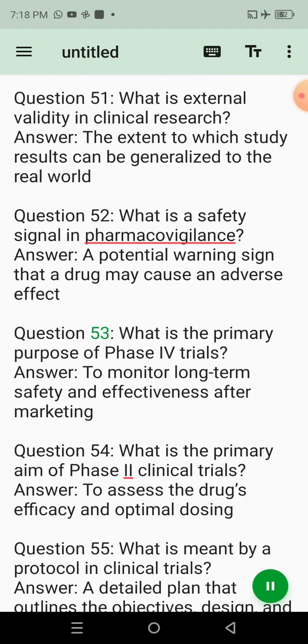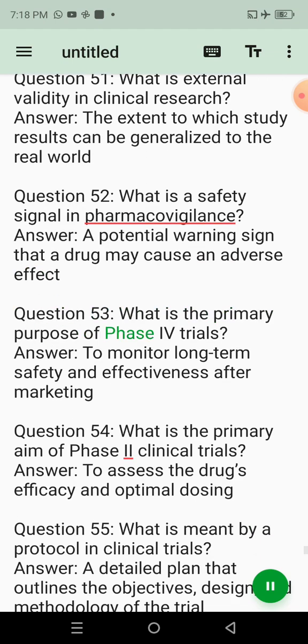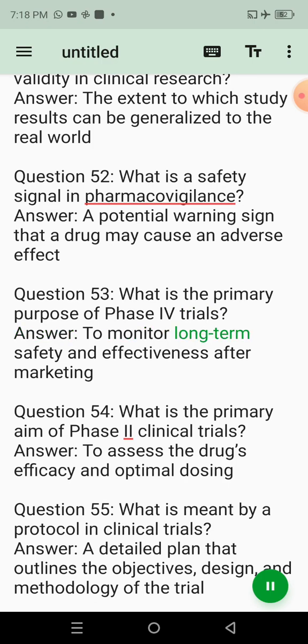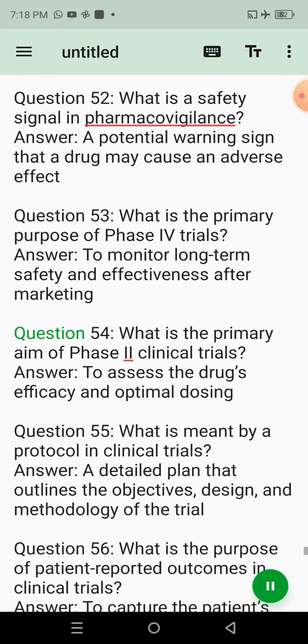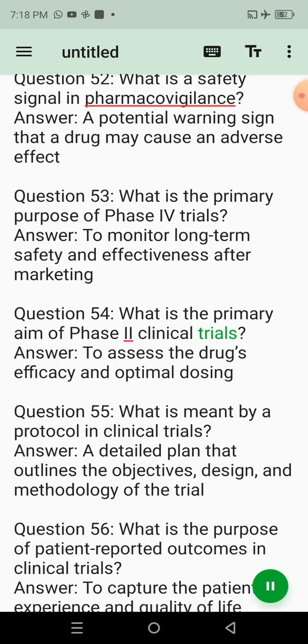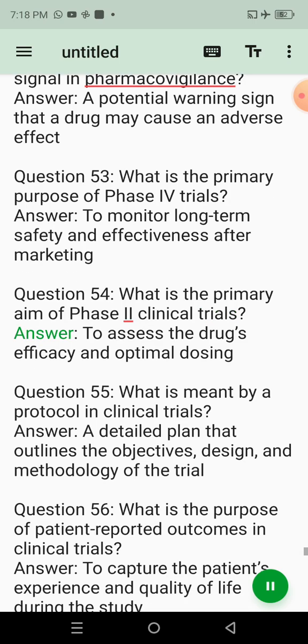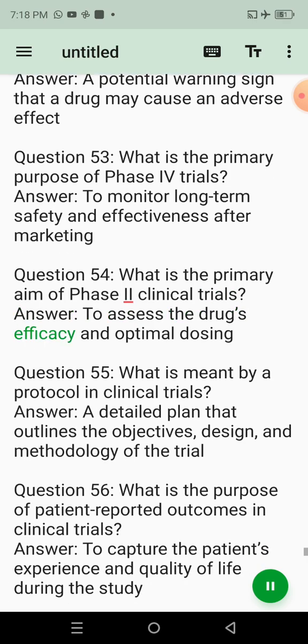Question 53. What is the primary purpose of Phase 4 trials? Answer: to monitor long-term safety and effectiveness after marketing. Question 54. What is the primary aim of Phase 2 clinical trials? Answer: to assess the drug's efficacy and optimal dosing.